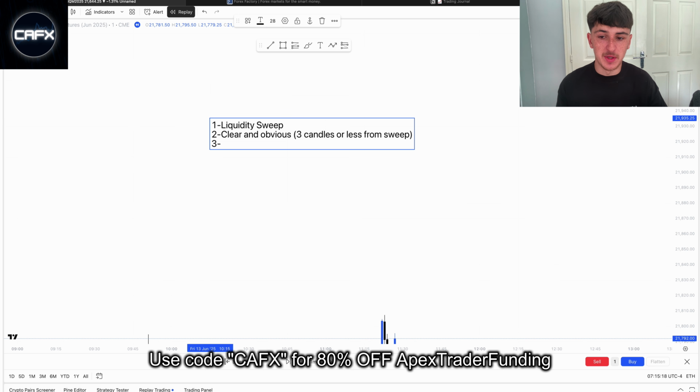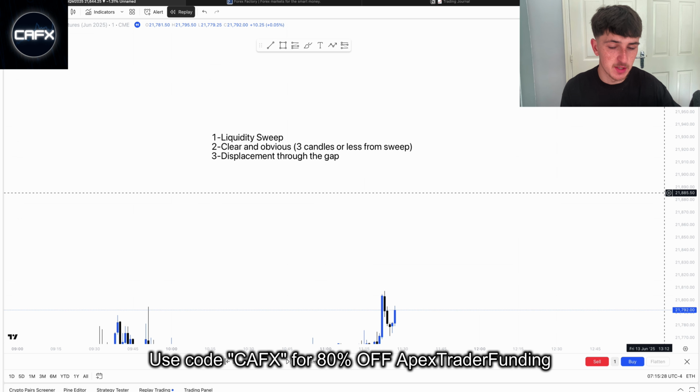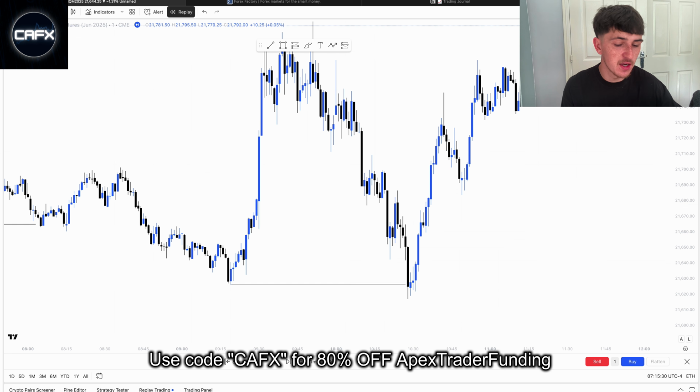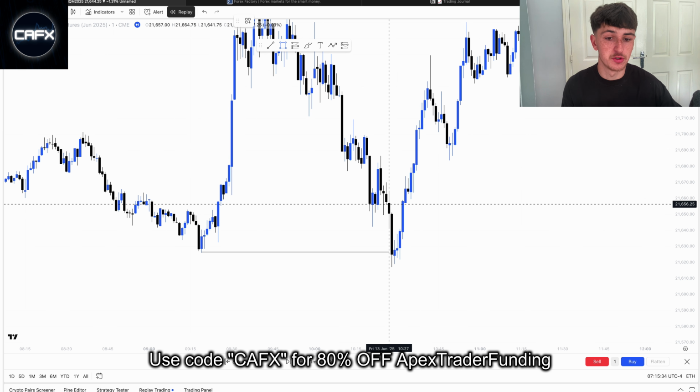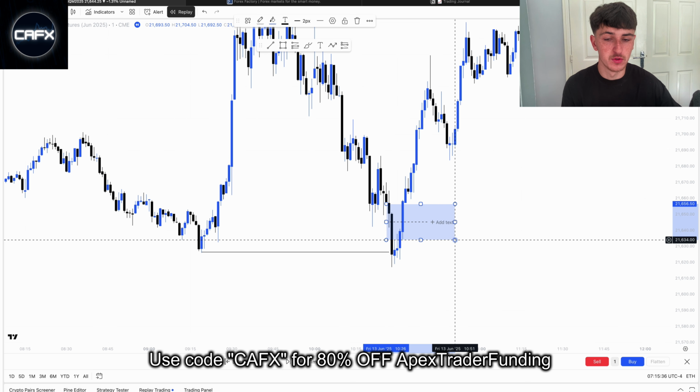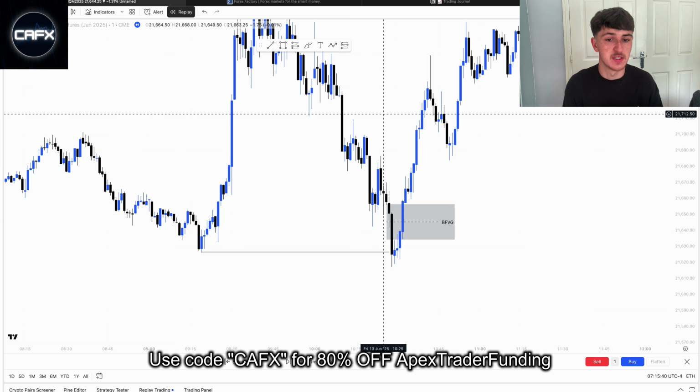The third thing you're going to be needing is displacement through your fair value gap. What that means is you need to see momentum actually break that gap. If the candle starts trickling through with no momentum, then it's probably not going to be a good trade, because it's not filling you with much confidence that there's momentum in your direction. And that's simply the easy way to think about it.